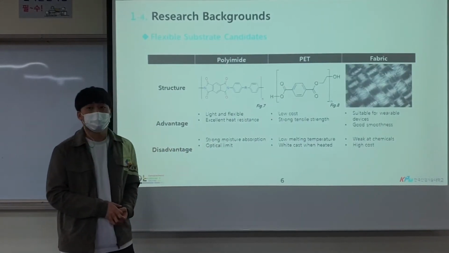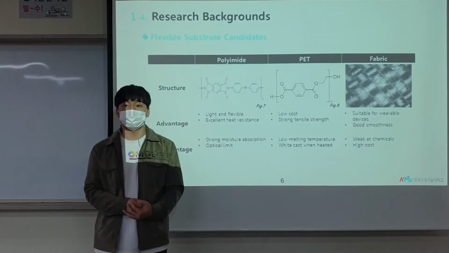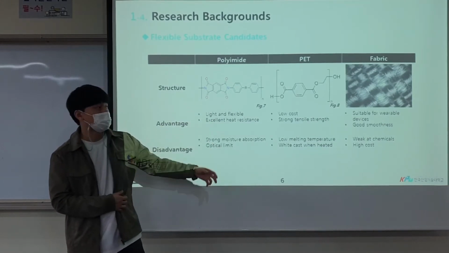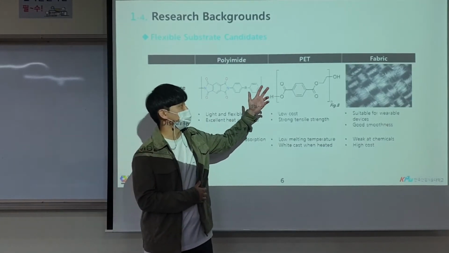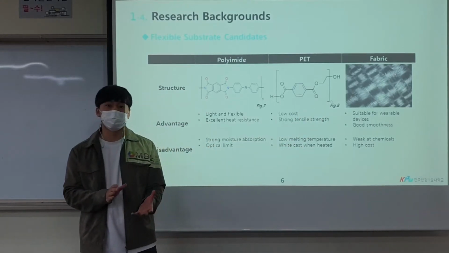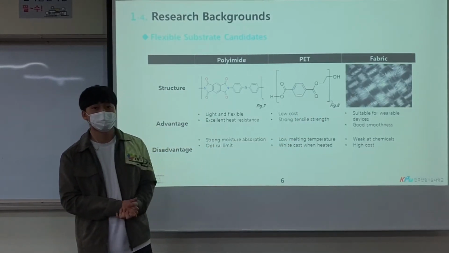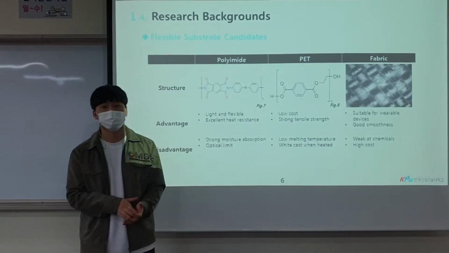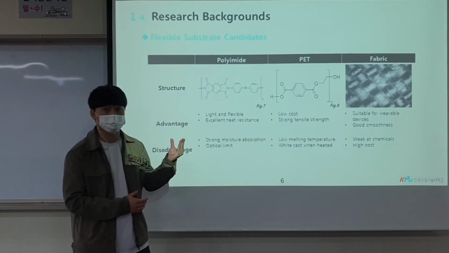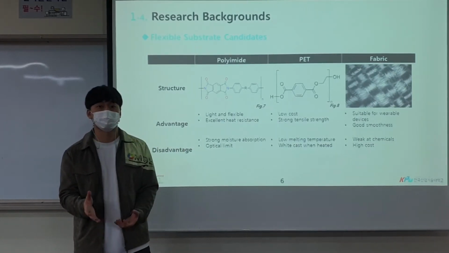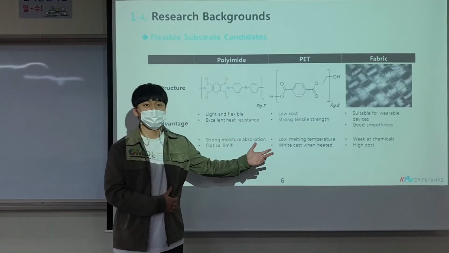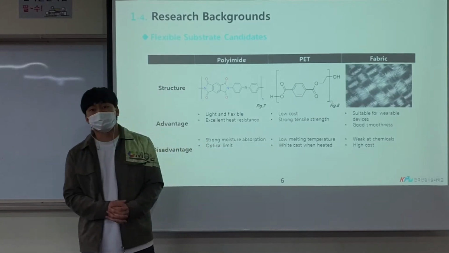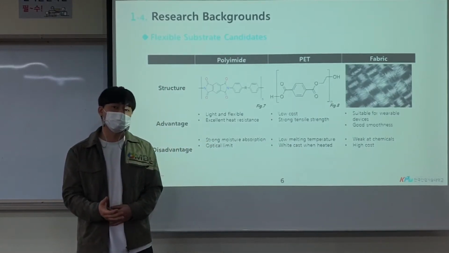So, we have chosen 3 material candidates for flexible substrates. One is PI, another is PET, and the last one is fabric. Now, let me talk about the properties of these materials. PI and PET substrates are transparent to visible light and very light and flexible, which is suitable for flexible substrates. Fabric substrates are opaque to visible light, but the applications of fabric wearable devices are unlimited.